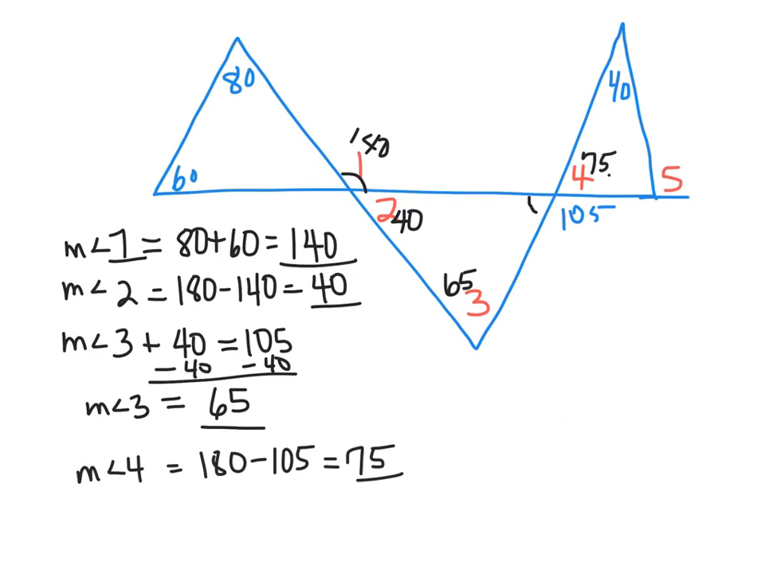Okay, and the last one, the measure of angle 5, is the sum of its remote interior angles, 75 plus 40, which is 115. And this picture was not necessarily drawn to scale, but that is another example of finding the exterior angles and the interior angles of a triangle.